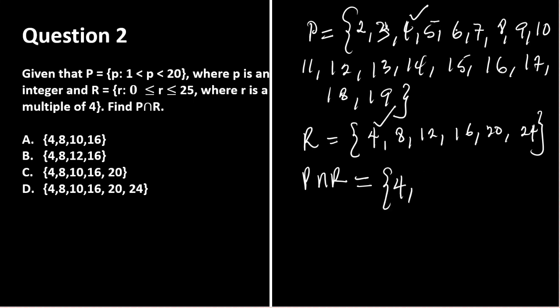The next items, 5, 6, 7, are in P but not in R. So the next item I'm going to select is 8. 8 is in P and in R. 9, 10, 11, 12. I have 12. 12 is in P and in R. So I'll pick 12. Now if you look at 13, 14, 15, they are in P but not in R. So my next item is 16. 16 is in P and also in R. My last item in R here is 20. 20 is in R but not in P. So I'll stop at 16. So my items are 4, 8, 12, and 16, which means my correct answer here should be B.